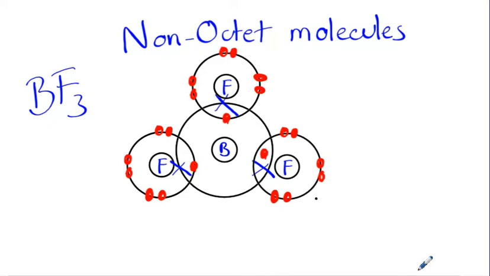Now this may get you thinking that it hasn't got a full outer shell, but this molecule is actually stable like this, and it's because boron is using all the electrons to form bonds. It's only got 3 electrons in its outer shell, so it can only form 3 bonds. So it is actually quite stable with 6 electrons in its outer shell.